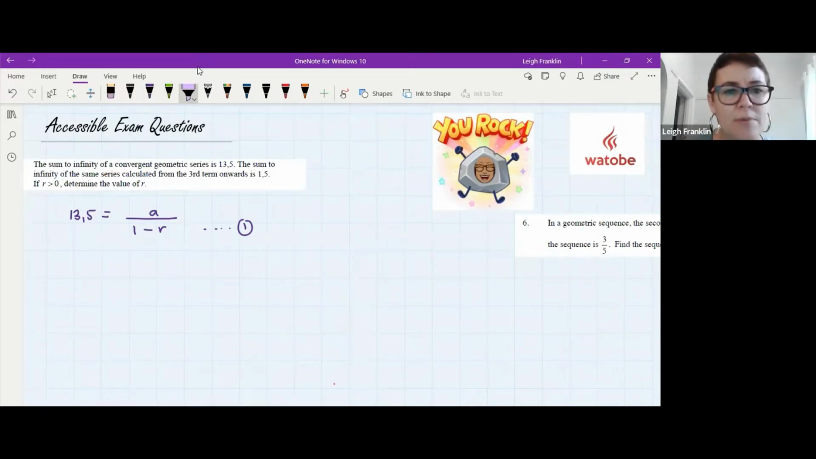Our second equation has to come from this bit of information here: the sum to infinity of the same series calculated from the third term onwards is 1,5. What are they telling us when they say that? What does that mean? Anyone got any ideas? In other words, from the third term onwards, the total sum is 1,5. What would I have to add to that 1,5 in order to get the sum to infinity? Let me ask you it like that.